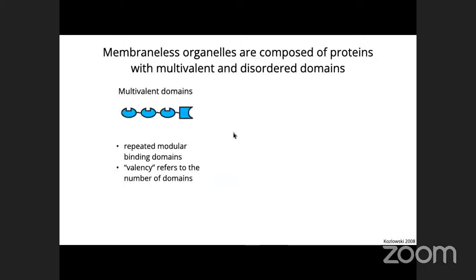So multivalent protein means many, and a valency is the number of domains that can bind to a specific thing. In this cartoon, there are 3 domains that are the same shape, so the valency of this molecule would be 3. The valency for this shape would be 1. It's repeated modular domains, and the more valency you have, the more ability you have to bind to many things.